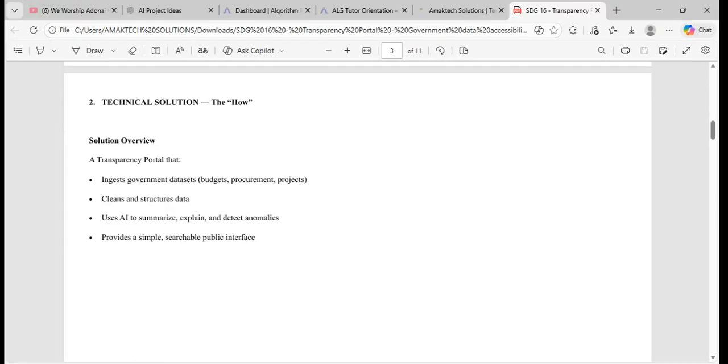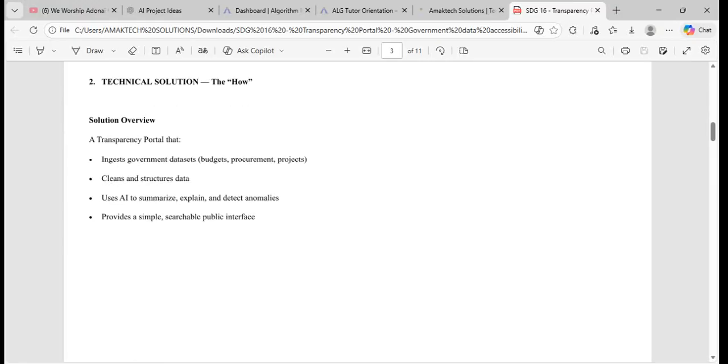Our technical solution is a transparent portal that ingests datasets: budgets, procurement, and projects. We are going to create a portal that brings together government datasets, which are budgets, procurement, and the projects that public entities are planning to conduct in the future. They are brought to the public through the transparency portal.